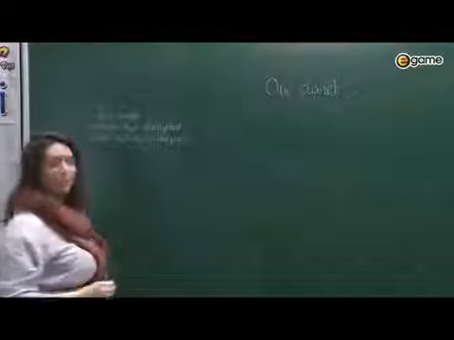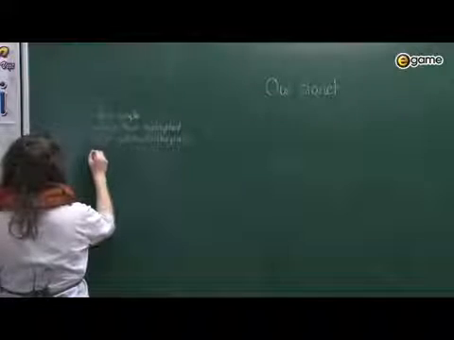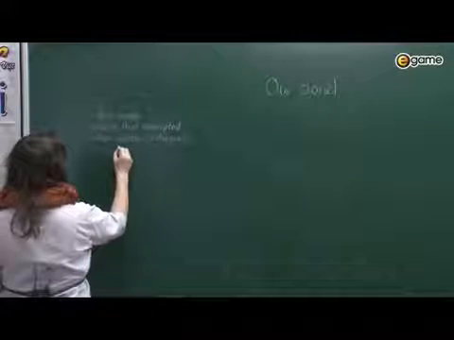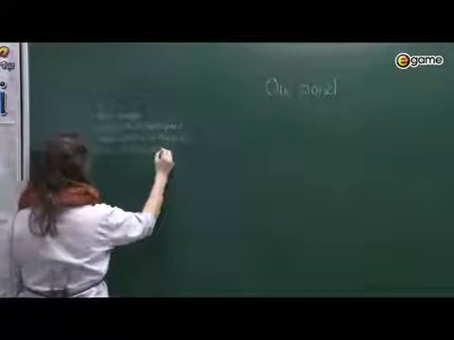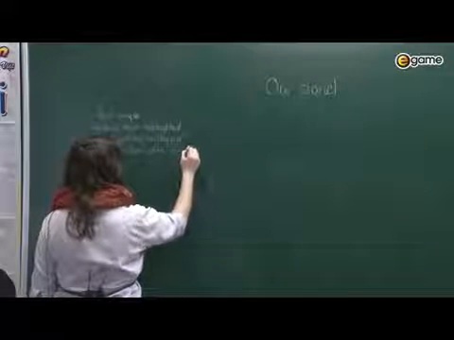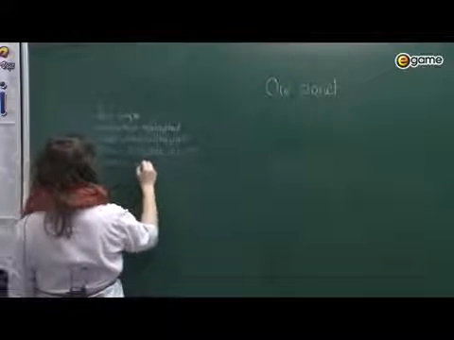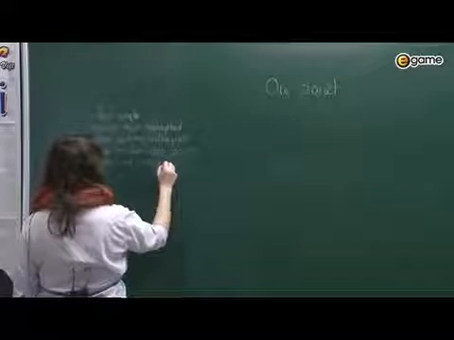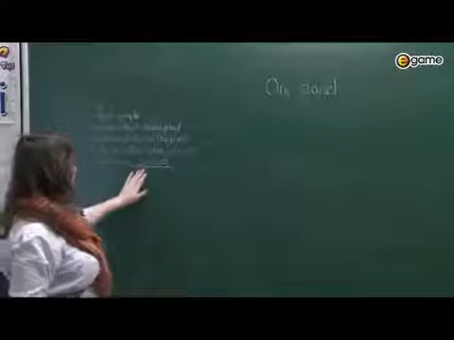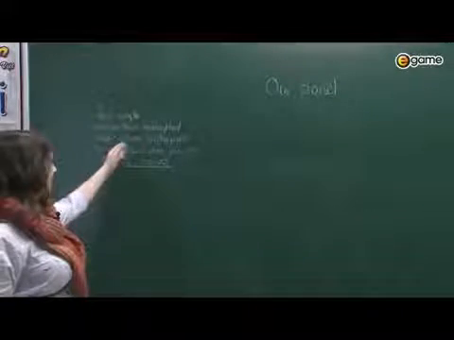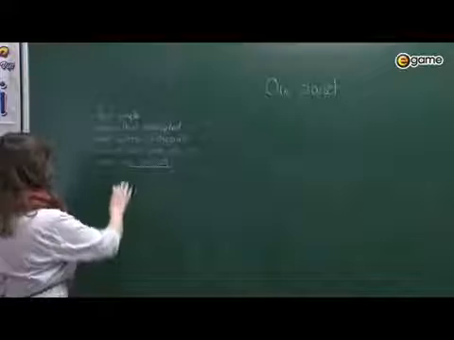Okay, so for example, some children were playing when we arrived. So there's our past simple. It's the action that interrupted the other action, the children playing, and it's in the past. So it's past simple.